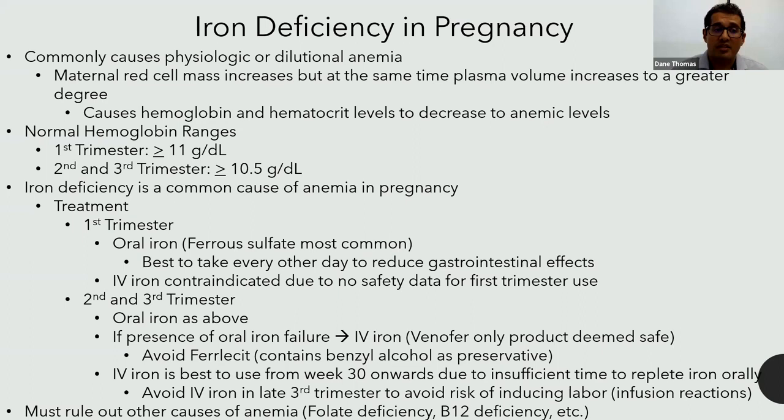It's important to note that you want to try to avoid IV iron in late third trimester to avoid risk of inducing labor. And one of the ways that you can induce labor is infusion reactions. With anemia, you also want to rule out other causes of anemia, which can include folate deficiency as well as B12 deficiency, and not just focus on iron deficiency.